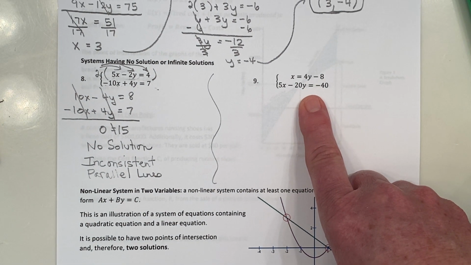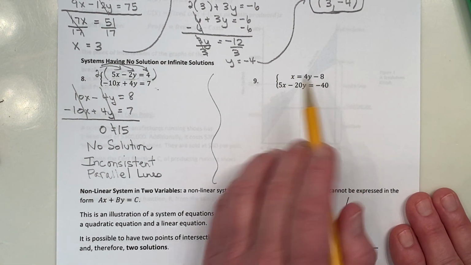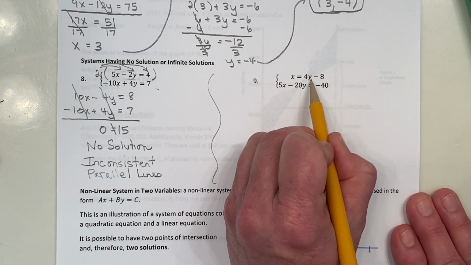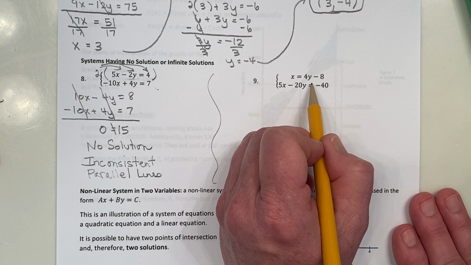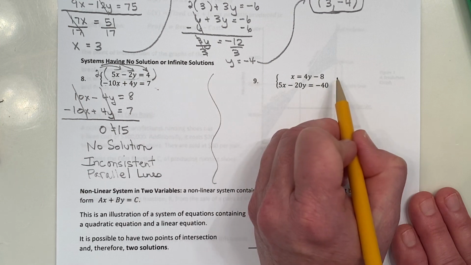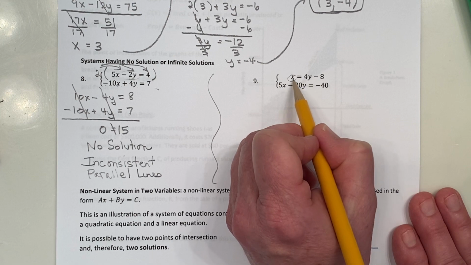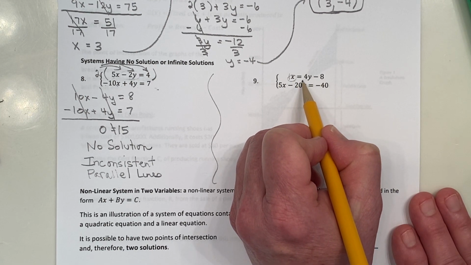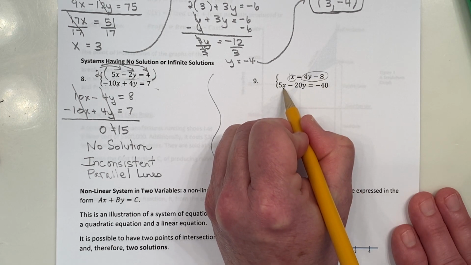Okay, so for this system of equations right here, I'm trying to decide how do I want to solve these. Substitution or elimination. If I'm going to use elimination, I'm going to have to rewrite this top equation in ax plus by equals c form. That's fine, I can do it. Or I could use the substitution method, which I would use because x is already solved by itself. It's isolated with a coefficient of 1. I'm going to use the substitution method. So I'm going to substitute in 4y minus 8 in for this x right here.